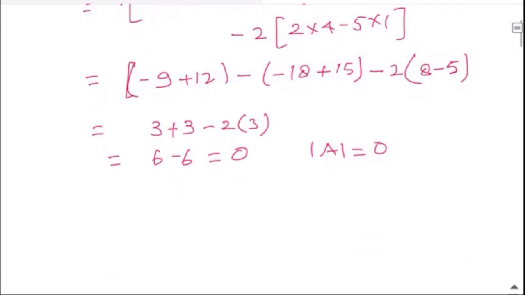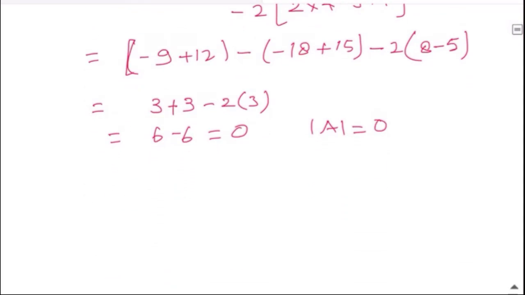And since the determinant of this matrix is 0, this matrix A is called a singular matrix.